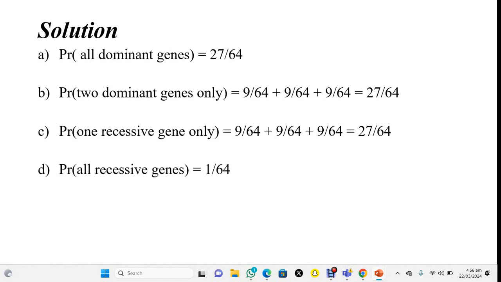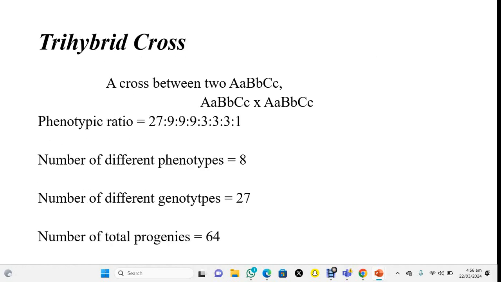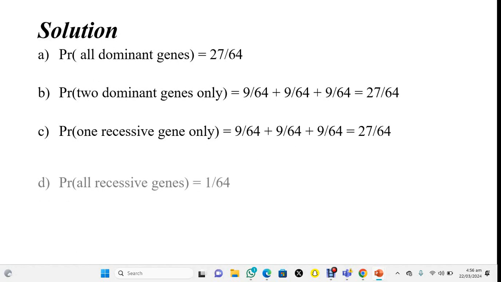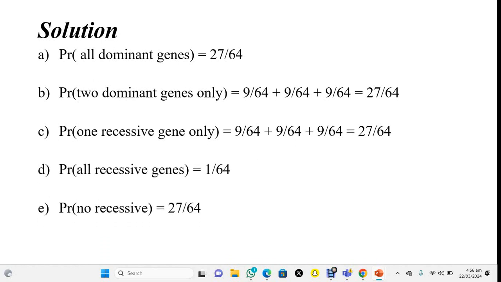Then what about the probability of the progeny having all recessive genes? All recessive gene is the last ratio in the genetic ratio, that will be 1. So 1 over 64. Then probability of no recessive gene. No recessive gene means all dominance. So in the ratio, no recessive is where we have the 3 dominant genes. So if the genes are 3 in total and there's no recessive, it means they are all dominant. And if you have probability of all dominant, we use the 27. So in that question, it's going to be 27 over 64.